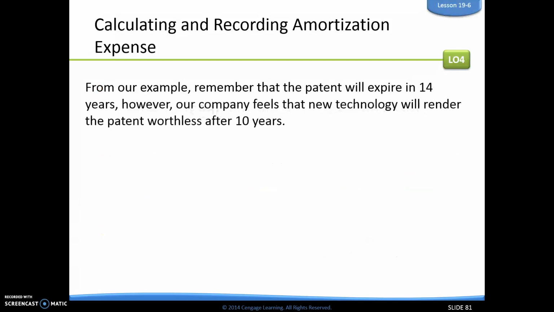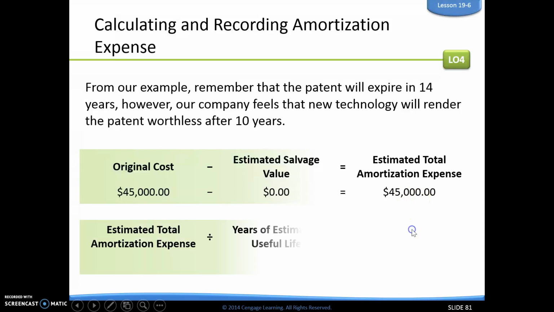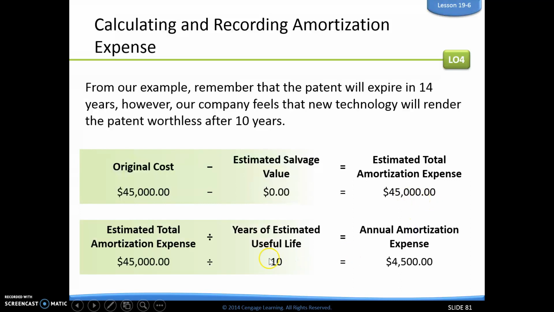So remember that from our example, our patent will expire in 14 years. However, the company feels that the new technology is going to render it useless after 10 years. So since the 10 years is less, that's the one we will use when we calculate our amortization expense. So we take our original cost. There is no salvage value with amortization. So our total amortization expense is $45,000. We then divide that by the number of estimated useful life years, and we get $4,500 a year.